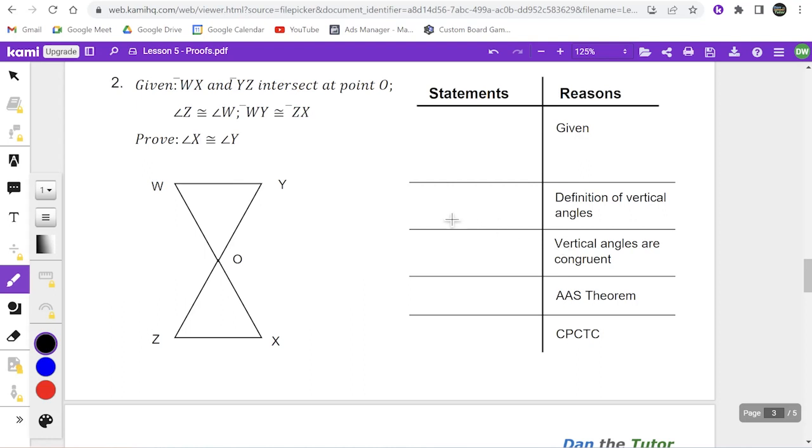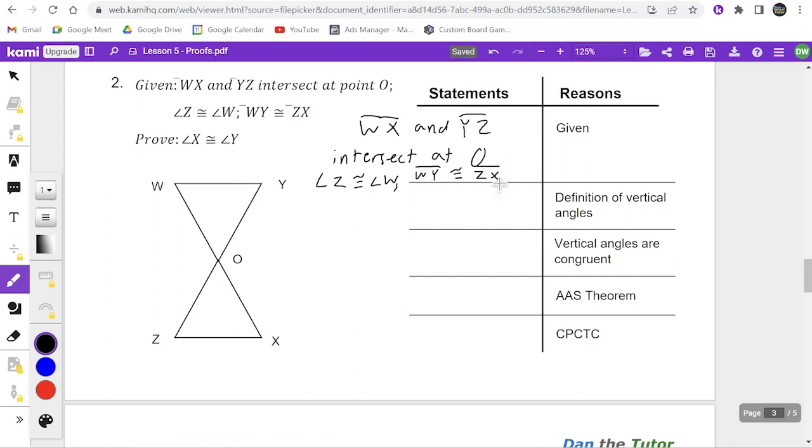Number 2, again, the very first statement should always be the given information, which I'm just going to rewrite here. WX and YZ intersect at O. That's the first statement. Also under given, you can have more than one given. I have 3 givens here. The next given is angle Z is congruent to angle W. And then the last given is line segment WY is congruent to line segment ZX.